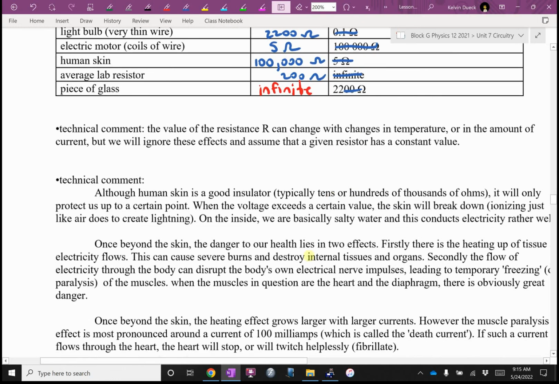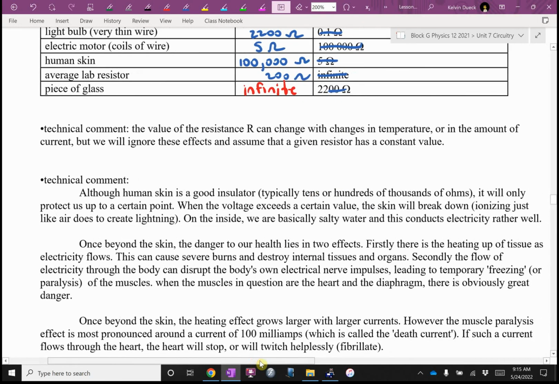Little technical comment. Again, we're going to make the math nice. Actually, as a circuit heats up, as we're pretending protons move, as the imaginary protons move through the resistor, they cause it to heat up, and by doing that, the atoms move faster, and by doing that, the resistance changes. We're going to pretend that doesn't happen. We're going to pretend all of our resistors are constant.